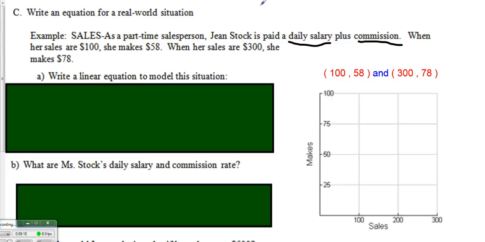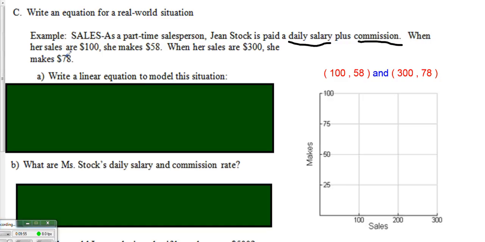So if you sell a certain amount of whatever it is you're selling, you get paid more based on how much you sell. So it says when her sales are $100, so when she sells $100 worth of stuff, she makes $58 in total. So that was her daily salary plus some extra commission. When her sales are $300, she makes $78. So notice, she sold $200 more right here than she did here.